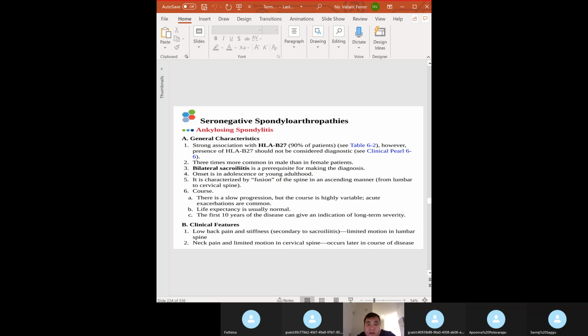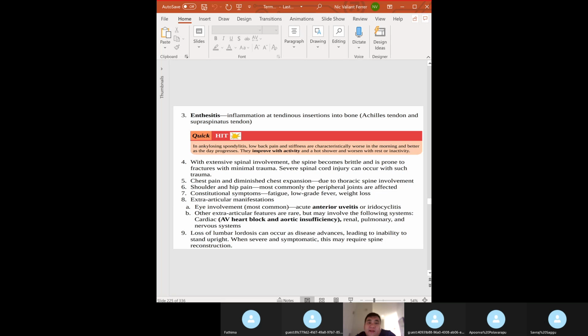Seronegative spondyloarthropathies, ankylosing spondylitis. This is a strong association with HLA-B27, high yield. How can we diagnose this? Bilateral sacroiliitis. It is a prerequisite for making the diagnosis. So you have low back pain and stiffness. You have neck pain and limited motion in the cervical spine.